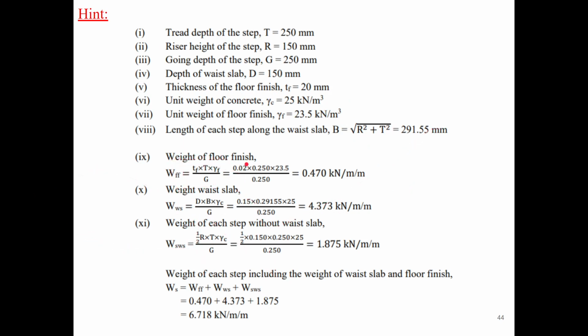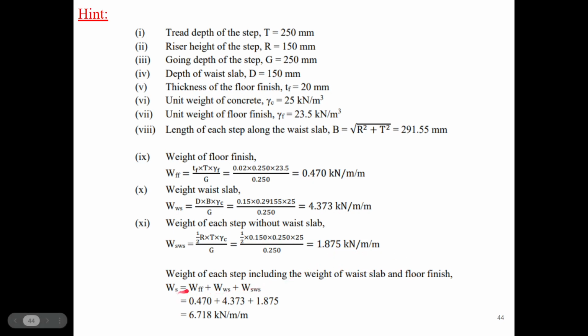First is the weight due to floor finish, WFF, which as we just discussed is equal to TF into T into gamma F by G. Substituting the values, we get WFF as 0.47 kilonewton per meter. The weight of waist slab is equal to D into B into gamma C by G, which comes to 4.373 kilonewton per meter. And the weight of each step without the waist slab is half into R into T into gamma C by G, which gives 1.875 kilonewton per meter.